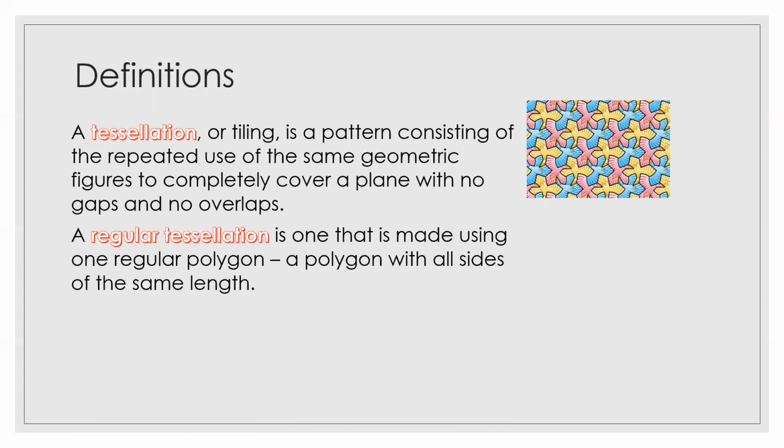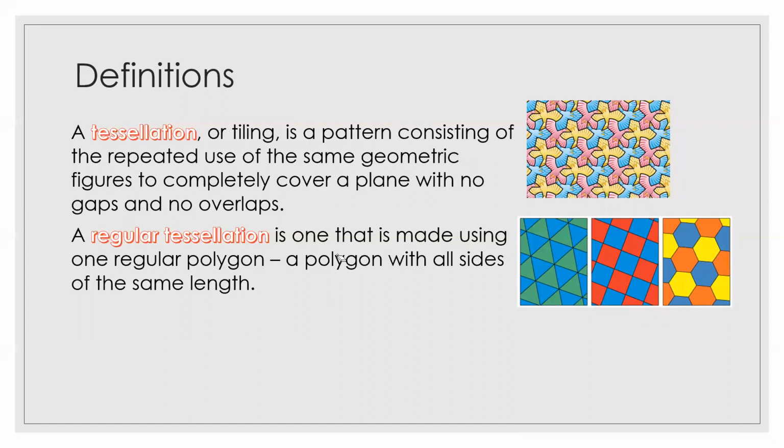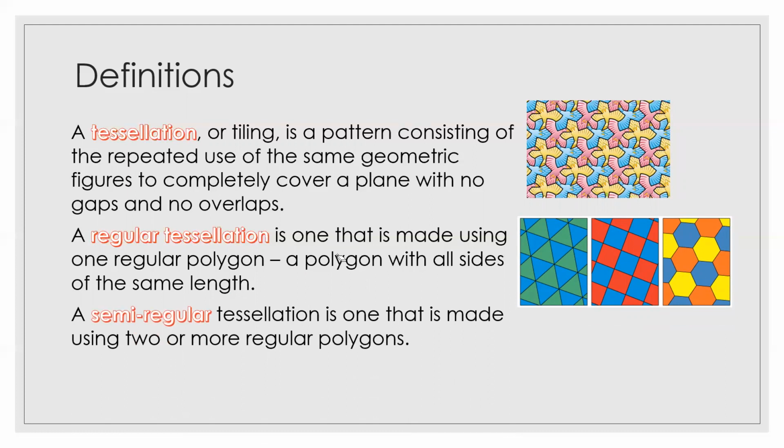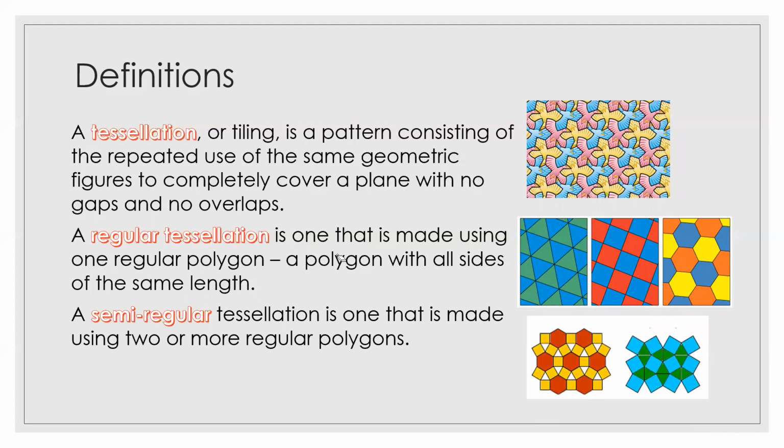A regular tessellation is one that is made using one regular polygon only. And a regular polygon, I should say, is a polygon with all sides that have the same length. For example, here are some regular tessellations. You're using just the same shape over and over again to cover the plane. A semi-regular tessellation is one that is made using two or more regular polygons. And this is what you normally see when you talk about tessellations. So here are two examples of semi-regular tessellations. Okay, so that's what a tessellation is.